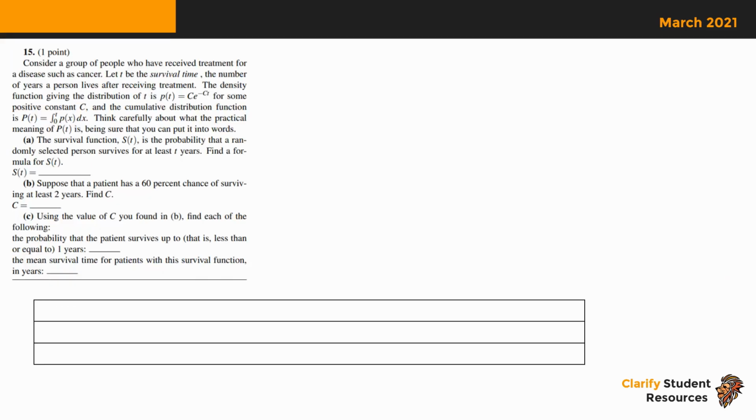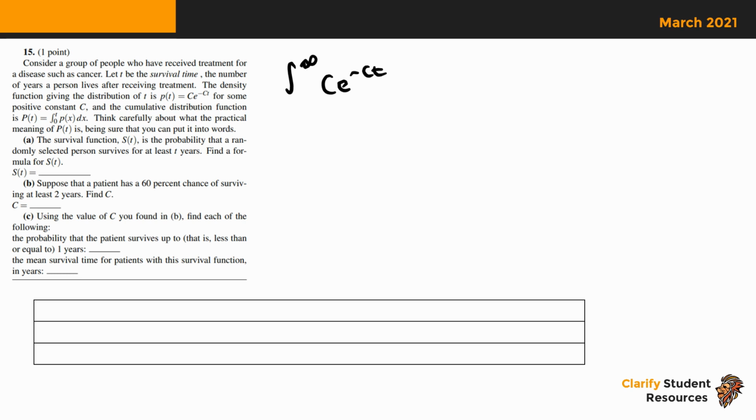All right, so for part 15, we want to come up with a survival function, which basically tells us that they survive t or more years. So remember, at least is the same thing as saying t or more. So we're basically going to integrate from t to infinity of our function, c e to the negative c t.